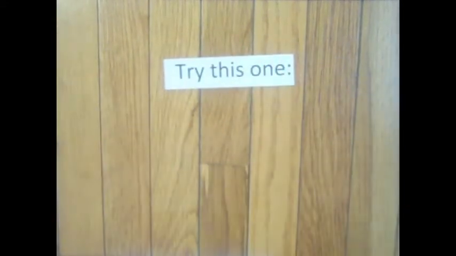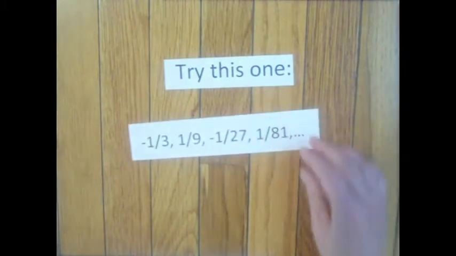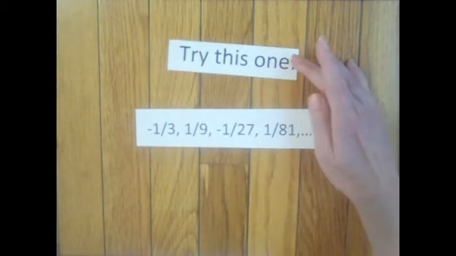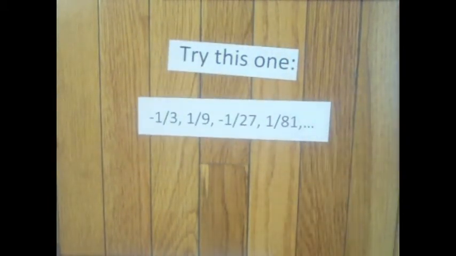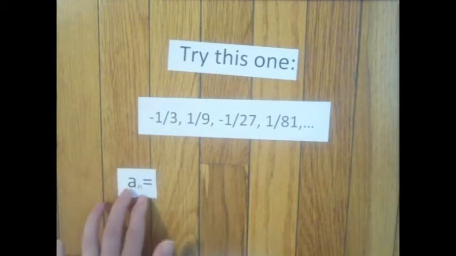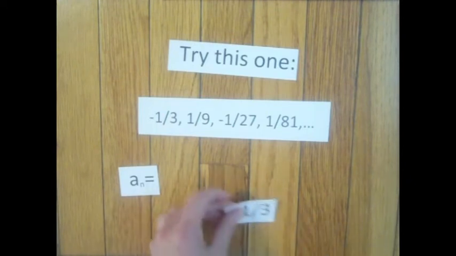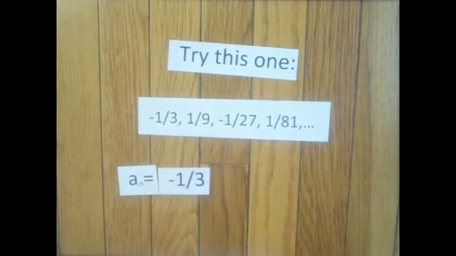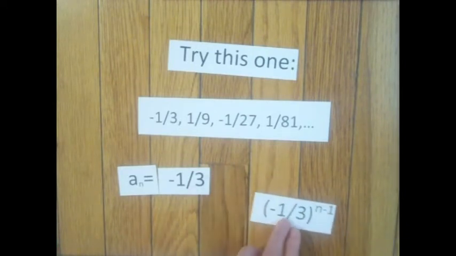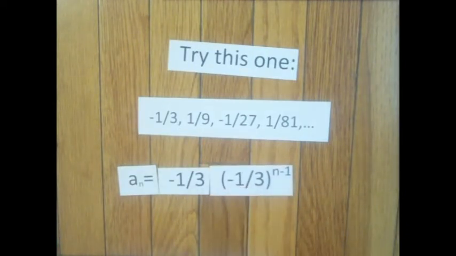Why don't you guys try this one? Go ahead and put it on pause, write this down in your notebook, and see if you can figure out the nth term definition. Okay, hopefully you have a sub n equals negative 1/3, which is the first term, times negative 1/3 to the n minus 1, because negative 1/3 is our multiplier.